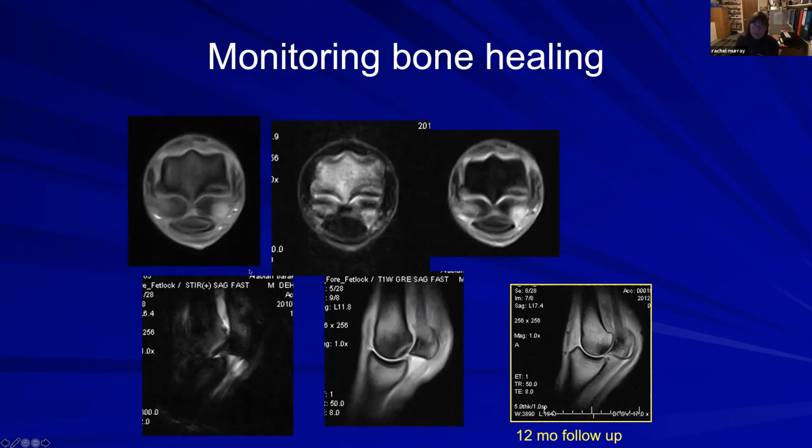So I just put this in for monitoring bone healing again. Here we've got a saucer type fracture on MR, and this is quite a severe injury at the time. This horse was followed, and this is the final 12-month follow-up where we can see complete healing and filling in, and I think it's just quite nice to be able to see that does happen.